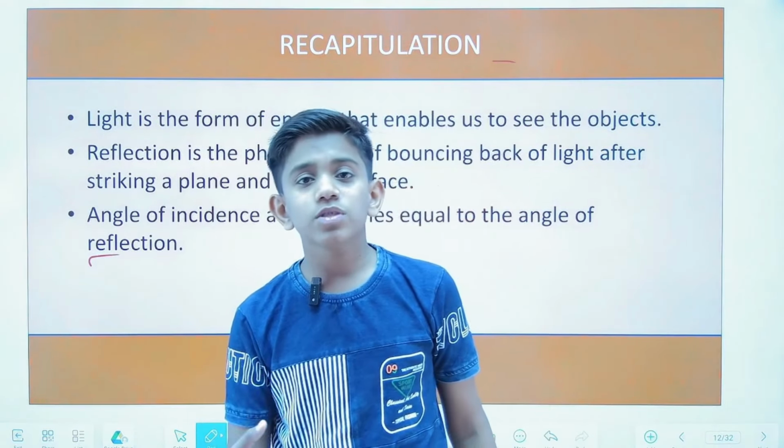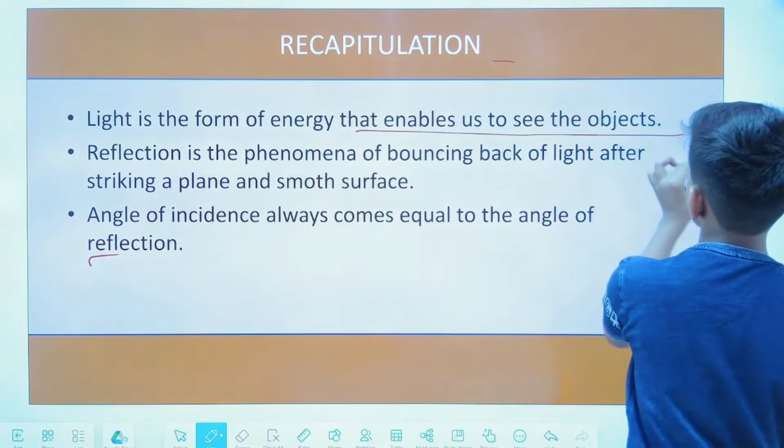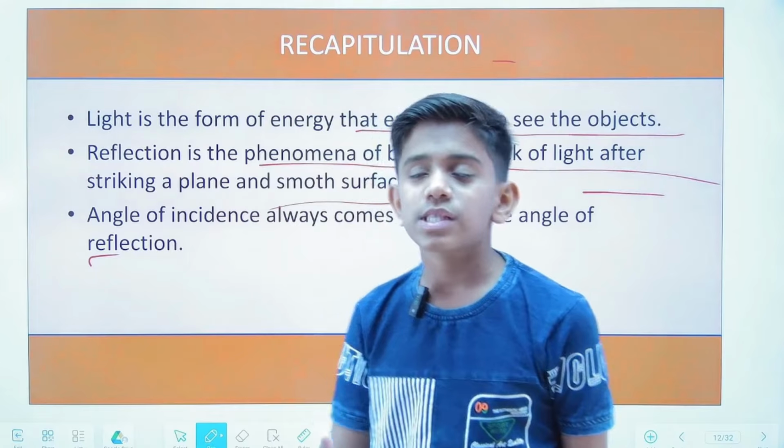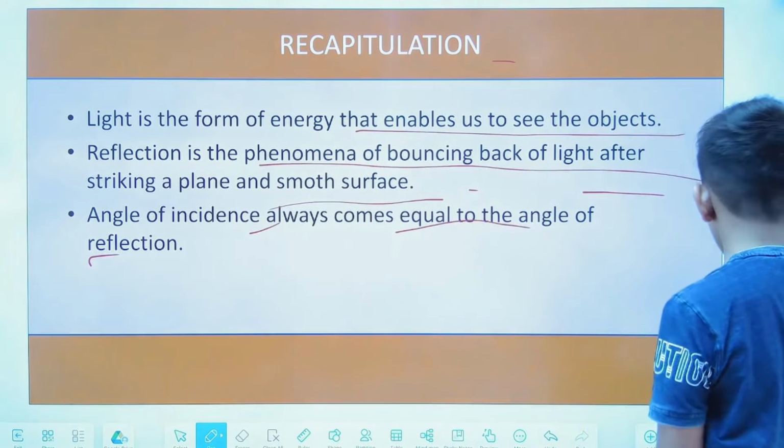Recapitulation means we are going to just summarize what we learned. Light is a form of energy that enables us to see objects. Reflection is the phenomenon of bouncing back of light after striking a plane and smooth surface. Angle of incidence is always equal to the angle of reflection.